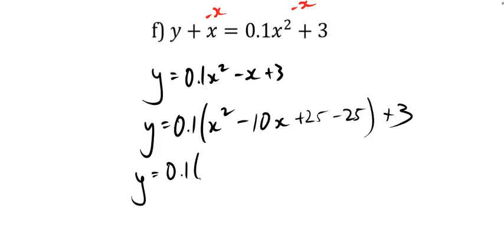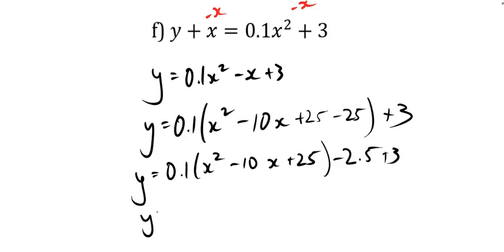0.1 x squared minus 10x plus 25. And what's negative 25 times 0.1? Very good. Negative 2.5 plus 3. Oh, no, not x squared, sorry. (x minus 5) all squared plus 0.5. Vertex form.